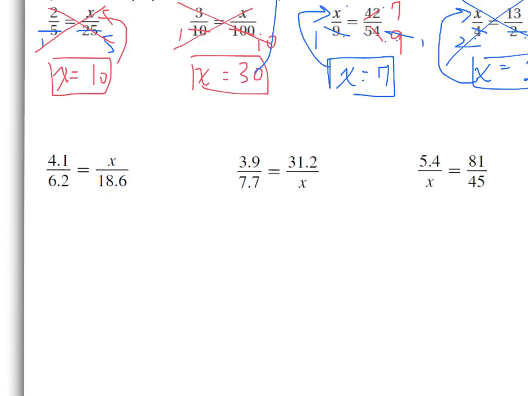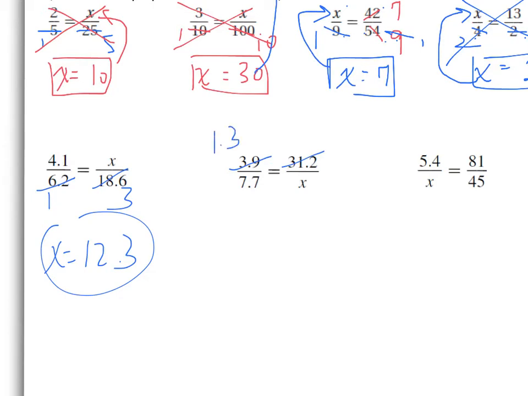Okay, let's do the problems at the bottom. As you can see, you have decimal numbers now, and you gotta be a little careful. Okay, I can see I can simplify 6.2 and 18.6. So x equals 12.3. And the second problem, I see I can simplify 3.9 and 31.2. So I get 1.3 here and 10.4. Alright, and then I see that I can't simplify 1.3 and 7.7.